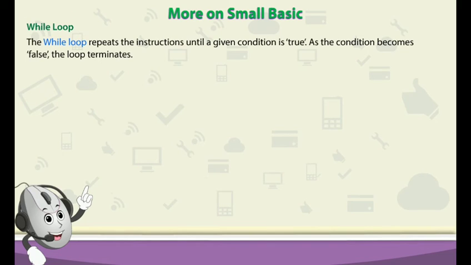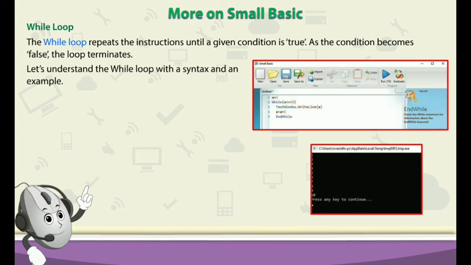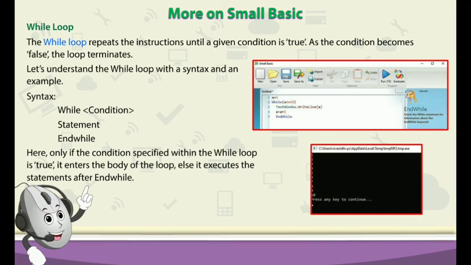While loop. The while loop repeats the instruction until the given condition is true. As the condition becomes false, the loop terminates. Let's understand with the help of syntax and example. So here we write while, then we give the condition, and we write the statements, and we end with EndWhile. So let's understand with the example.